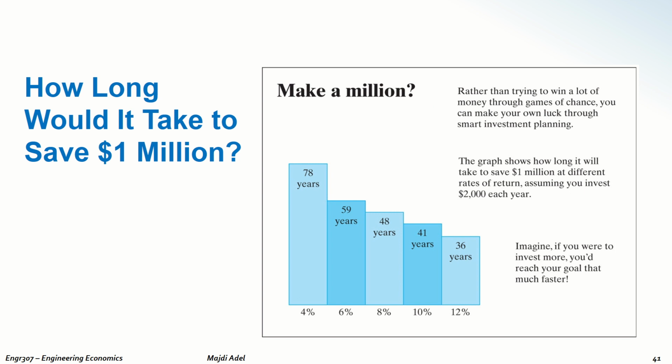This is something to think about. How long does it take to save $1 million at different interest rates? Just to show you the power of the interest rate, if you save $2,000 each year at an interest rate of 4%, you will need 78 years to have $1 million. But if the interest rate changes to 10%, you only need 41 years, which is approximately half the 78 years at 4%.